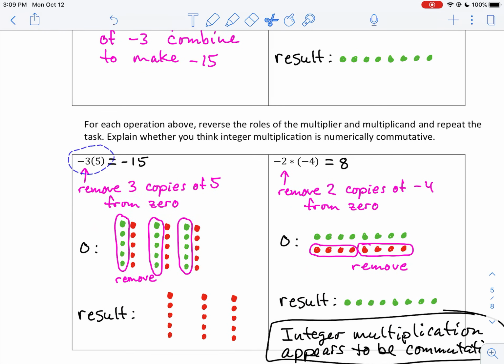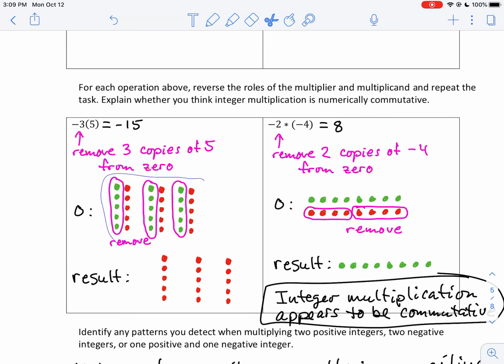Here it's remove 3 copies of 5. Well, I start with a 0 that has 15 zero pairs in there, and then I remove the 3 copies of 5. And that leaves me with 3 copies of negative 5, and that's negative 15 in value. And then here, if I multiply a negative times a negative, I remove 2 copies of negative 4 from 0. So here's our version of 0, and I'm going to remove 2 copies of negative 4, and that leaves me a result of positive 8.